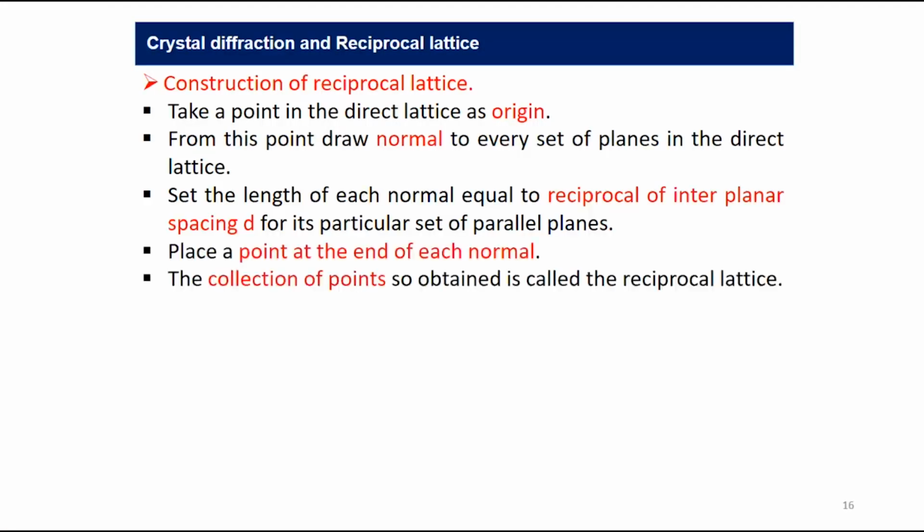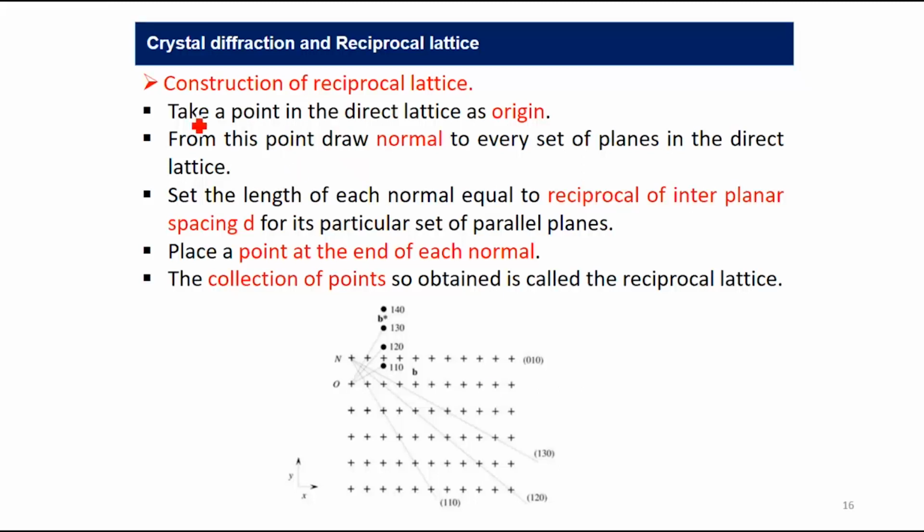So how do you construct a reciprocal lattice? Take a point in the direct lattice as the origin. Let's say I take this point as the origin. From this point, draw a normal to every set of planes in the direct lattice. Let's say this is a particular plane in the direct lattice. I draw a normal like this. Then this is another plane in the real lattice. I draw another normal like this.